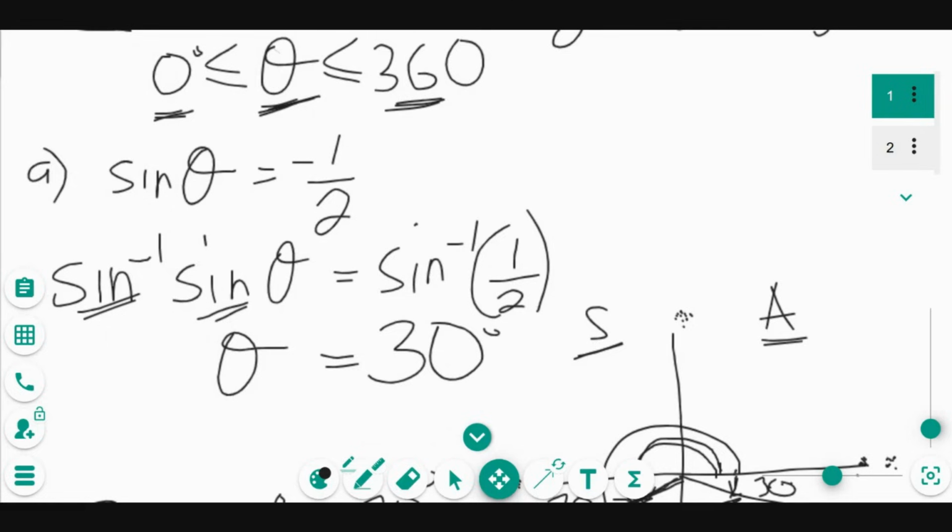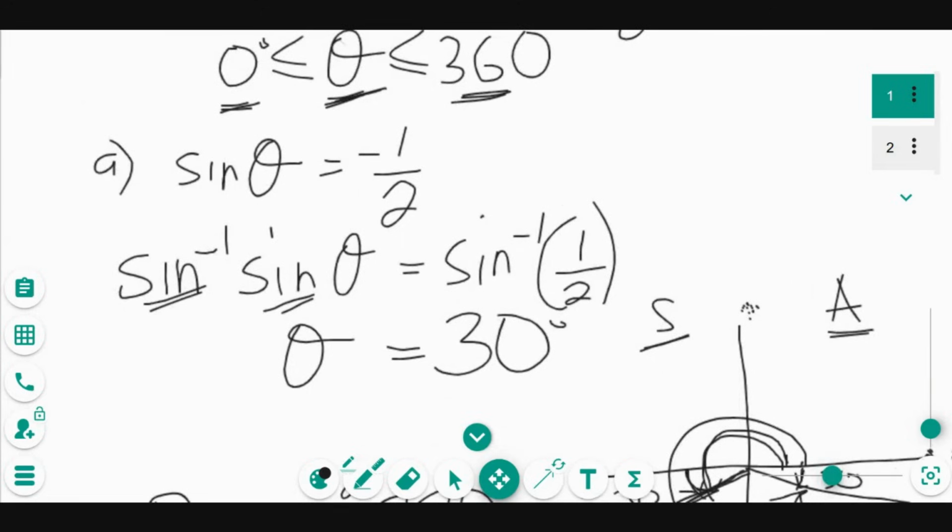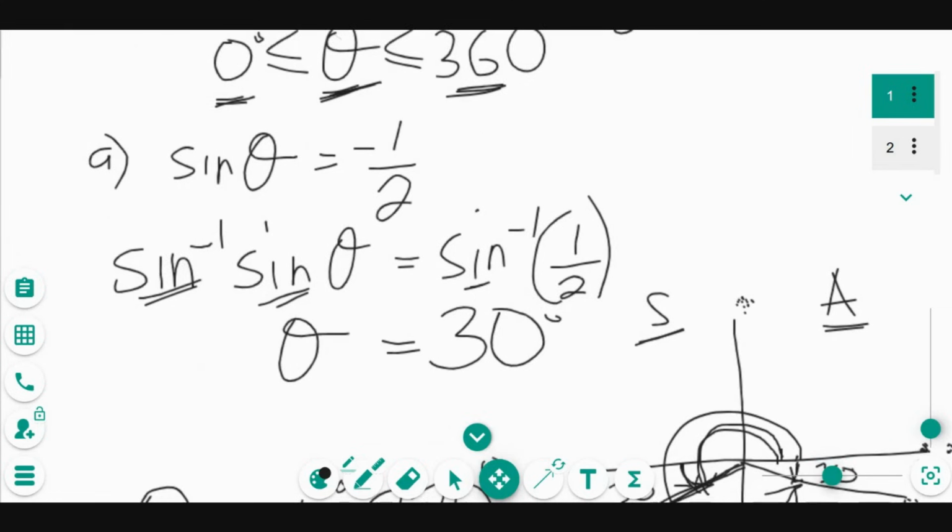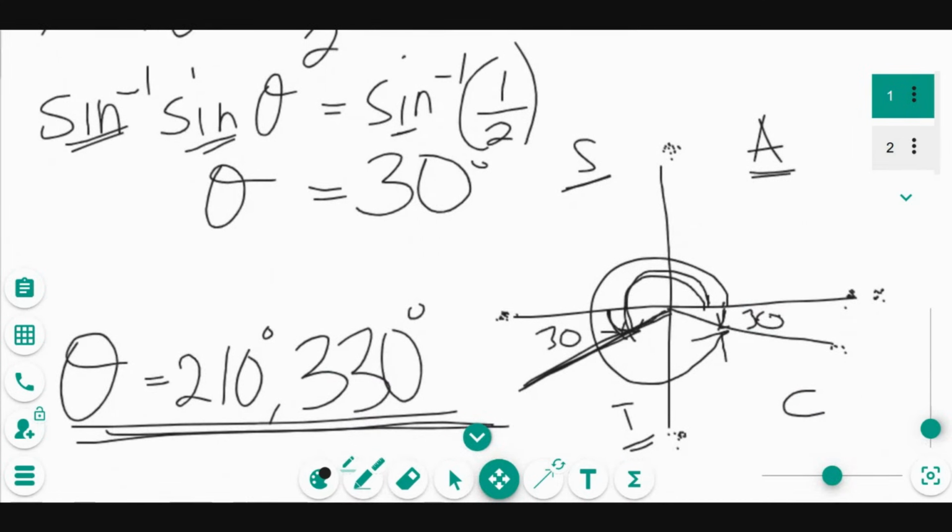And on the other side, I take the sine inverse. It does not matter whether the value is positive or negative, always take the sine inverse of the positive form. The sign that is there will help us find out which quadrant it falls in. Since that was a negative, after taking the sine inverse, we get 30. That's not our answer. Now we ask ourselves, okay, 30, but in which quadrants?